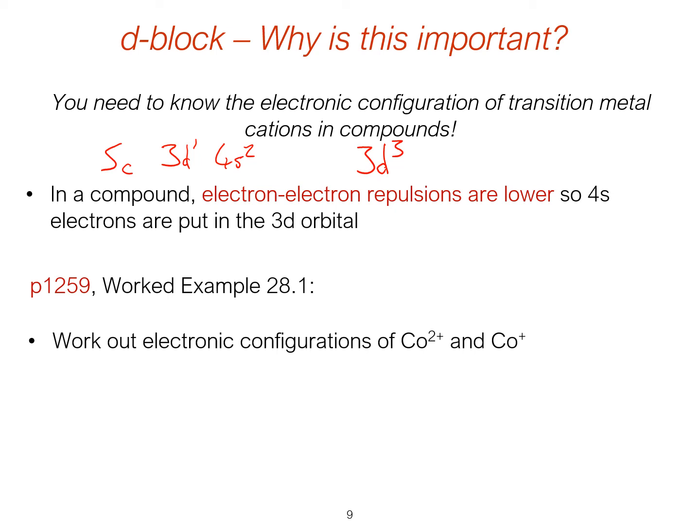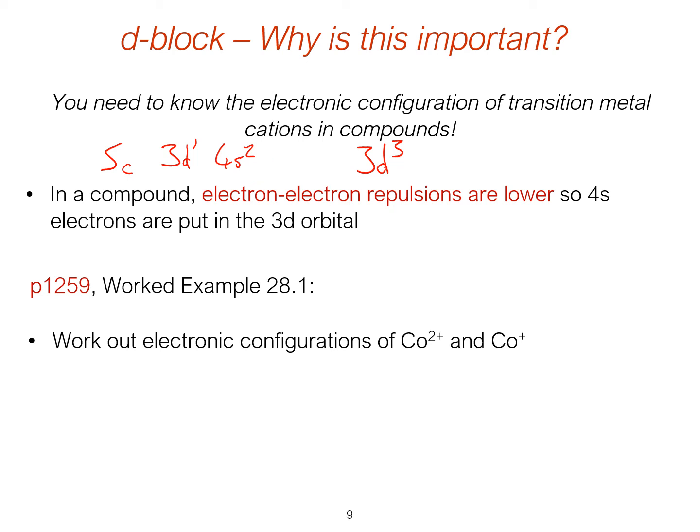Now, if you want an example of how to calculate the electronic structure in compounds, I've highlighted this one here, which is pretty helpful, the worked example on page 1259. Worked example 28.1, the box at the top of the page. But it's also got a question at the end of it, which is: work out the electronic configurations of cobalt 2+ and cobalt 1+. Now it's here that this piece of knowledge becomes really important.